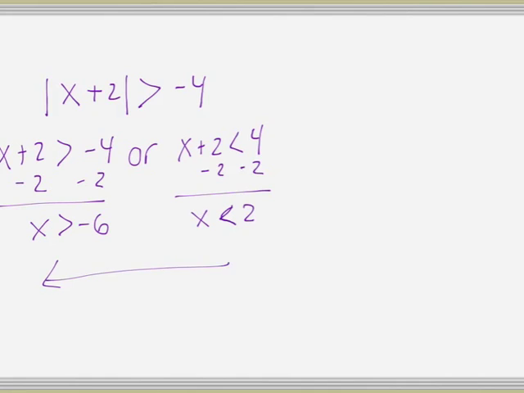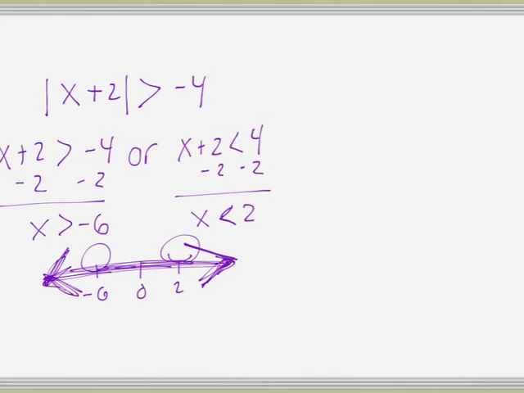If I graph these, negative 6, 0, 2. The first one says x is bigger than negative 6. That goes this way. The second one says x is smaller than 2. That goes this way. What happens? I have the whole number line. So what does that mean? Any number really works. We talked about the other day how sometimes we could say we have all real solutions. And we have that symbol that says this.